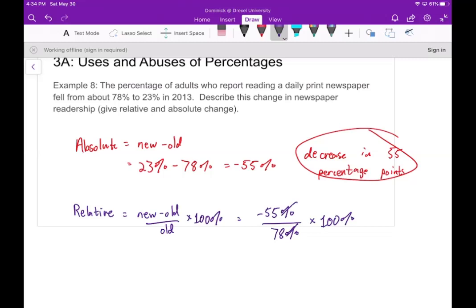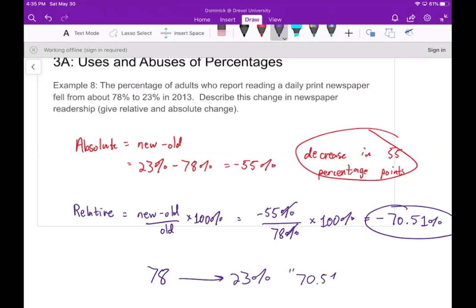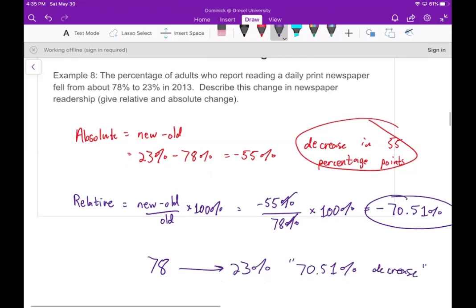All right, but anyway, so now we do negative 55 divided by 78 times 100%. And that will give us that we have a negative 70.51%. Now, since this is relative, this is the actual percentage decrease. So to fall from 78 to 23%, this is describing a 70.51% decrease. All right, so you have to be a little bit careful there because you have percentages of percentages going on.